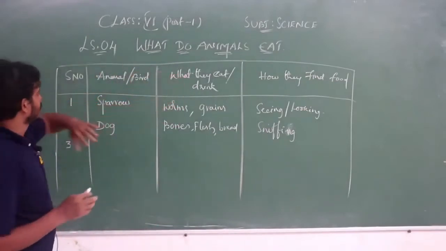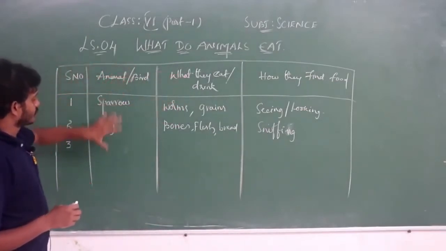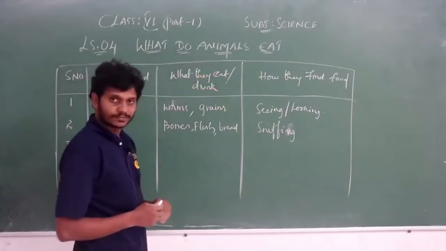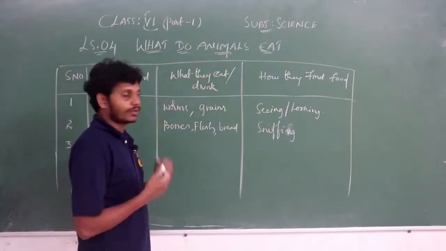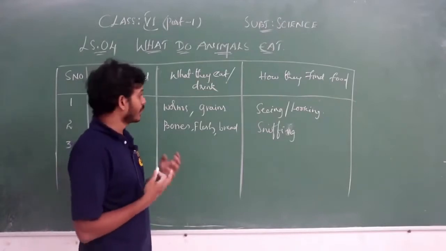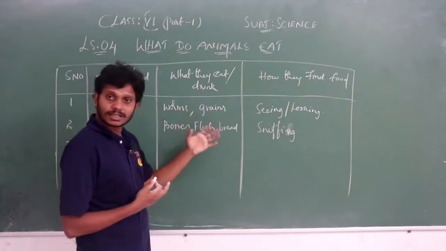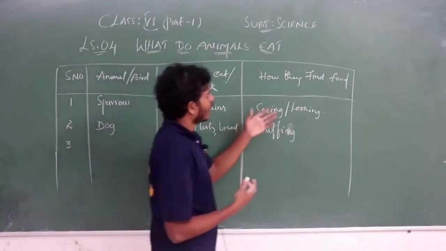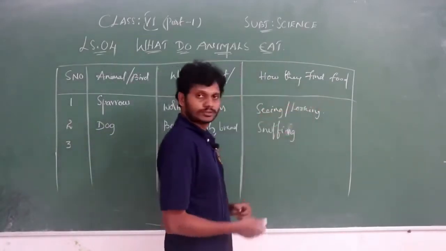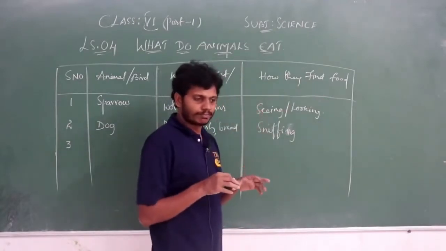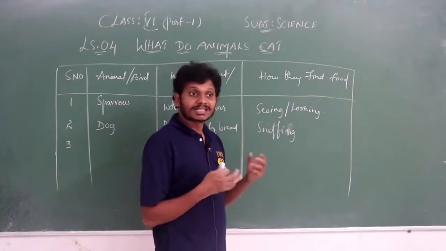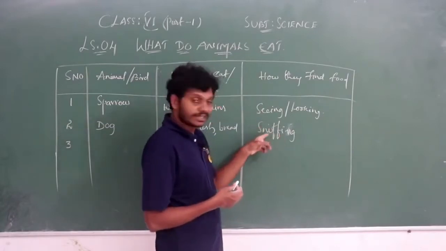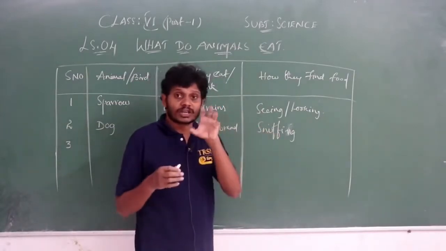So first, in this column, you can write any animal or bird name. And in this one, what they eat or drink. Whether they eat nuts, fishes, other animals, or grass. What they eat or what they drink. Next, how they find food. By searching, by looking here and there, by sniffing. Dogs can find food by sniffing, by smelling. Sniffing is nothing but smelling.